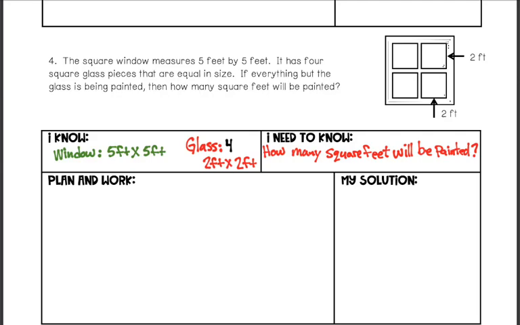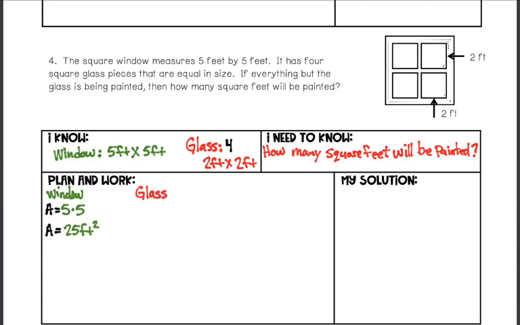So our plan for work: the shape of this is a square, so that's just base times height. So the window here would be 5 times 5. And the area of 5 times 5 is equal to 25 feet squared. The glass is also square. It's a 2 by 2.